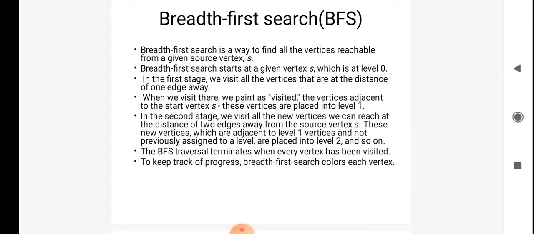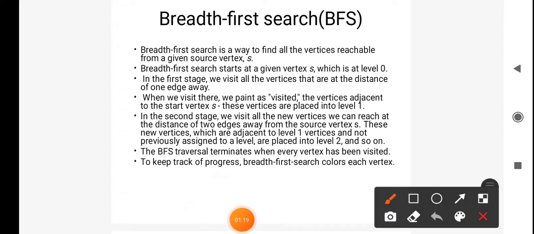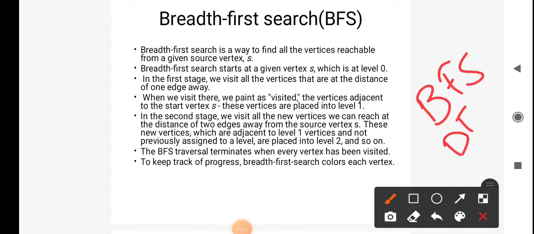Then there are mainly two types of traversal in a graph. So what is meant by graph traversal? A graph traversal algorithm visits the vertices of a graph according to some strategy. There are two types of graph traversals: one is BFS, another one is DFS.